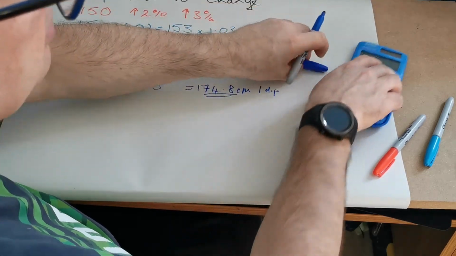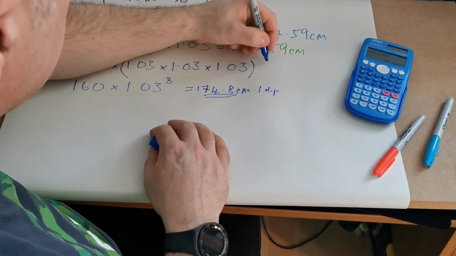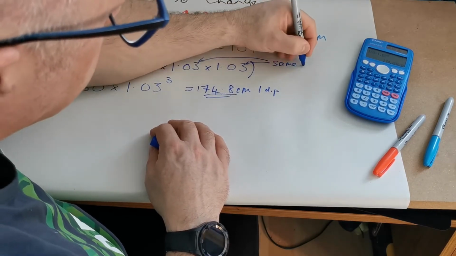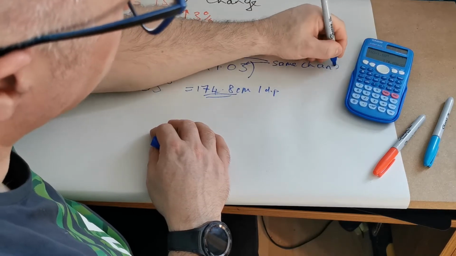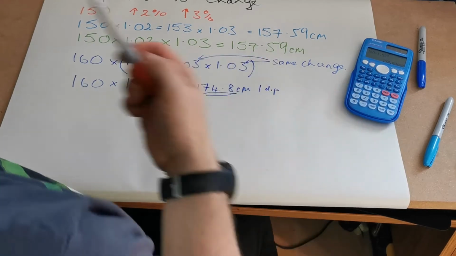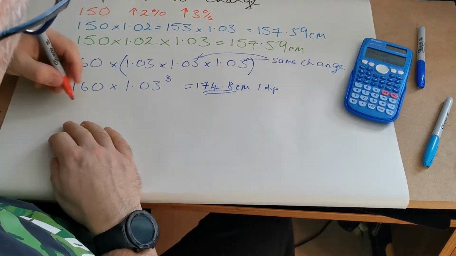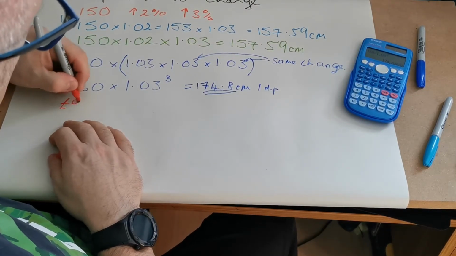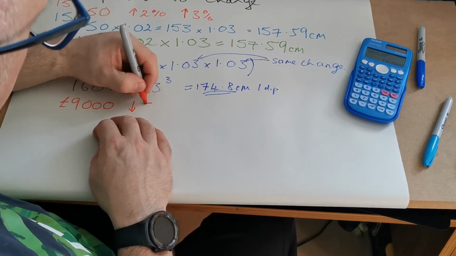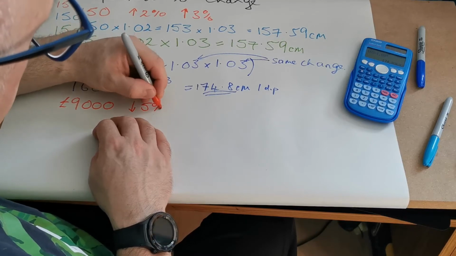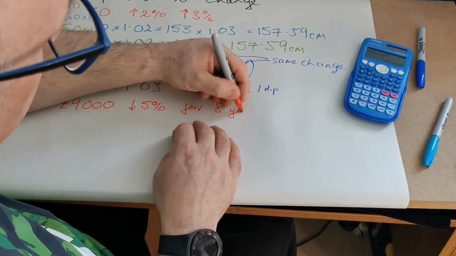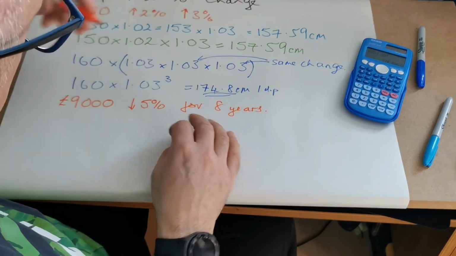So when the change is the same change, we can use a power. So let's think of a different example. Say I had a car and it was worth £9,000 and it went down by 5% per year for 8 years. What would it be worth then?